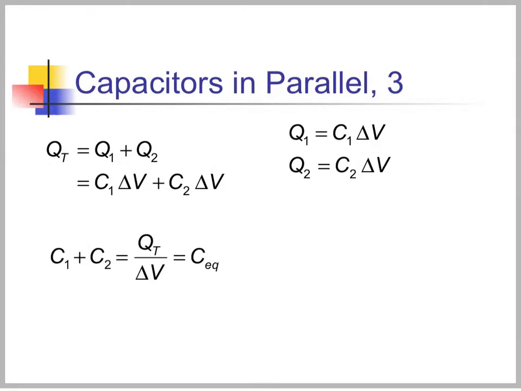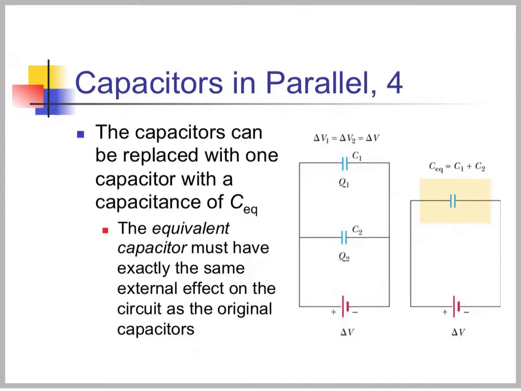So C1 plus C2 is equal to the total charge over the potential difference. Well, that's just the capacitance of the equivalent capacitor. If I were to remove those two capacitors and put one in, I get my equivalent. So for the equivalent capacitance of any two capacitors connected in parallel, I just add up the capacitance. So in my circuit diagram, I can take those two capacitors and replace them with one equivalent capacitor.